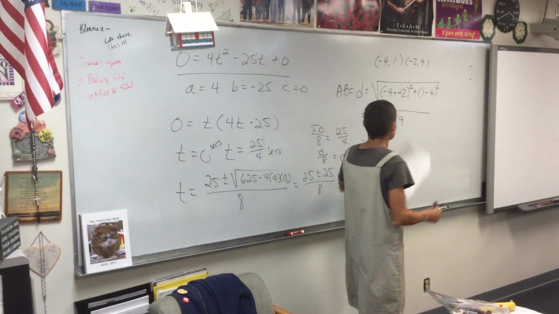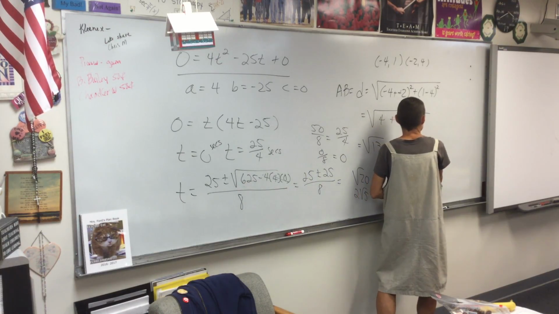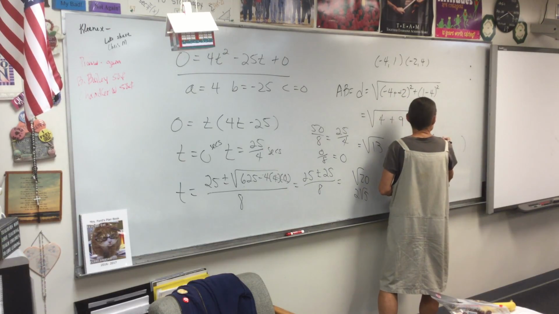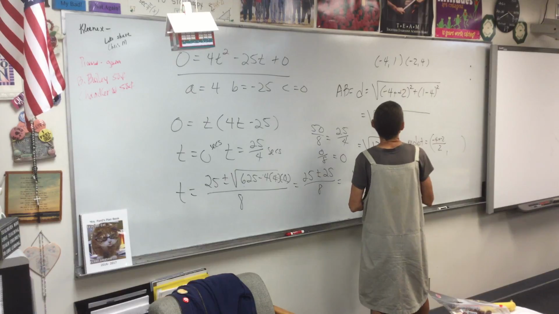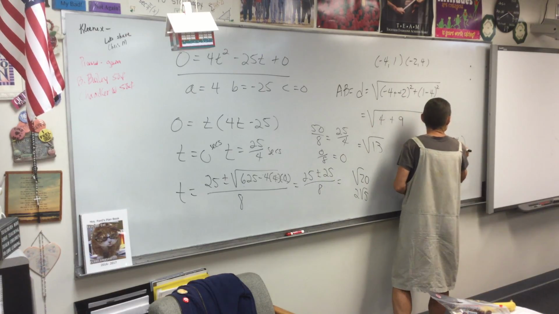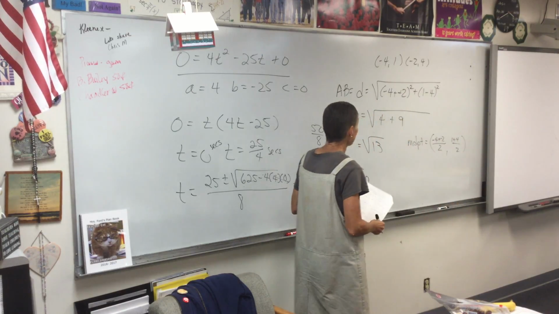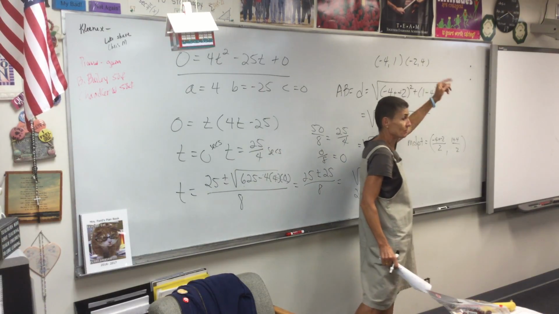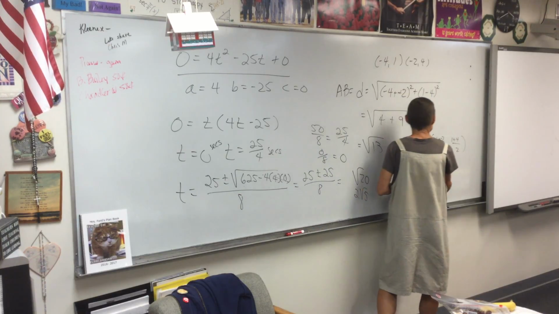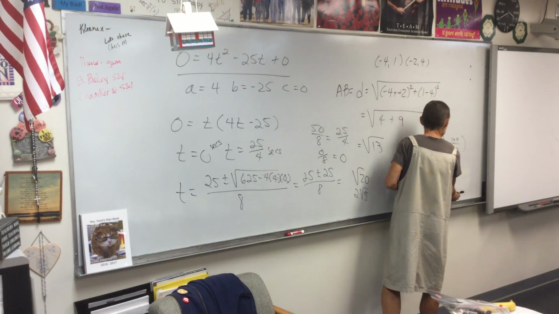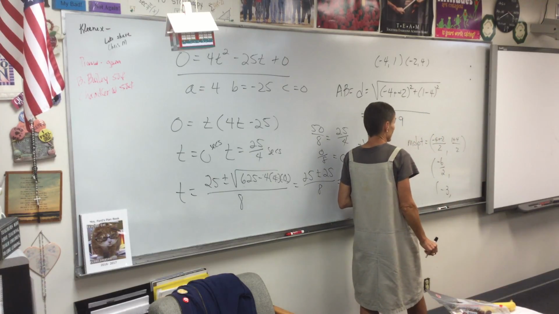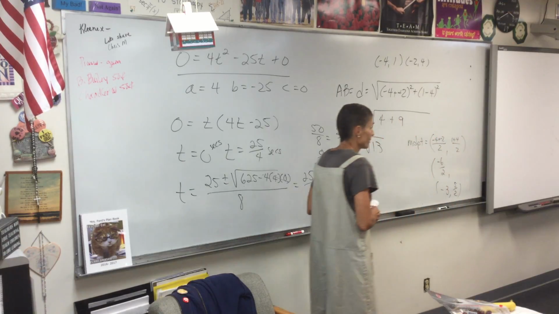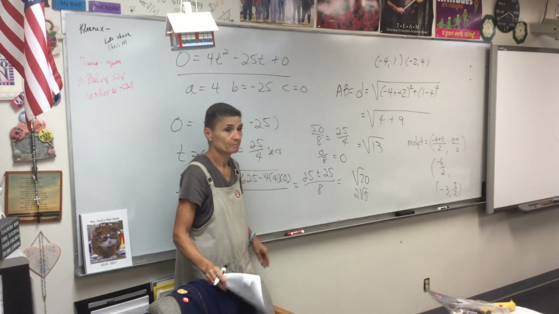Midpoint, same 2 points. How do we find the midpoint? We average them. So -4 and -2 divided by 2, and 1 and 4 divided by 2. I add them together and divide by 2. So -4 plus -2 is -6, over 2 is -3. 1 plus 4 is 5 over 2. There is your midpoint.